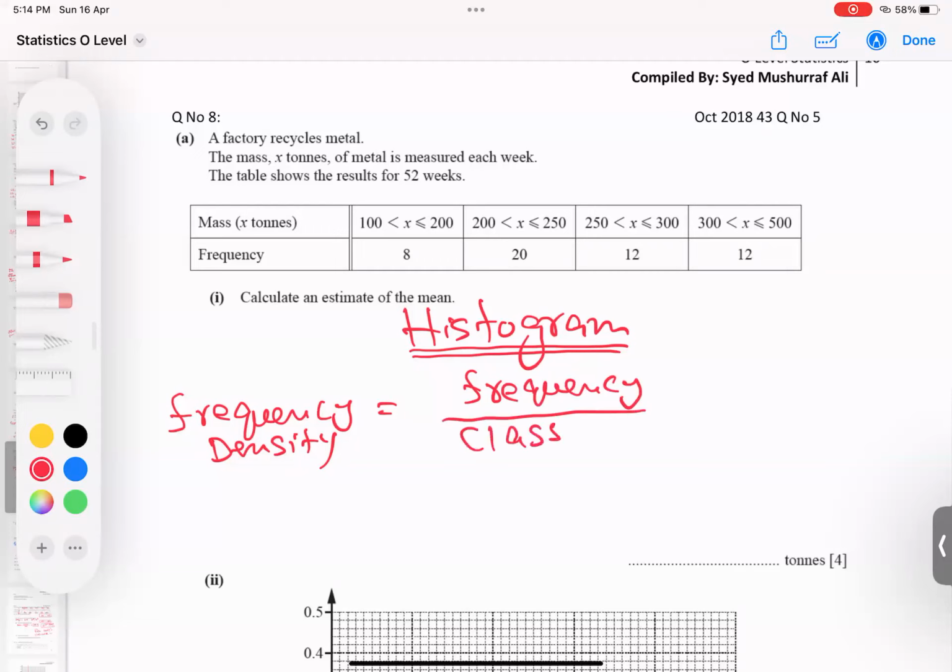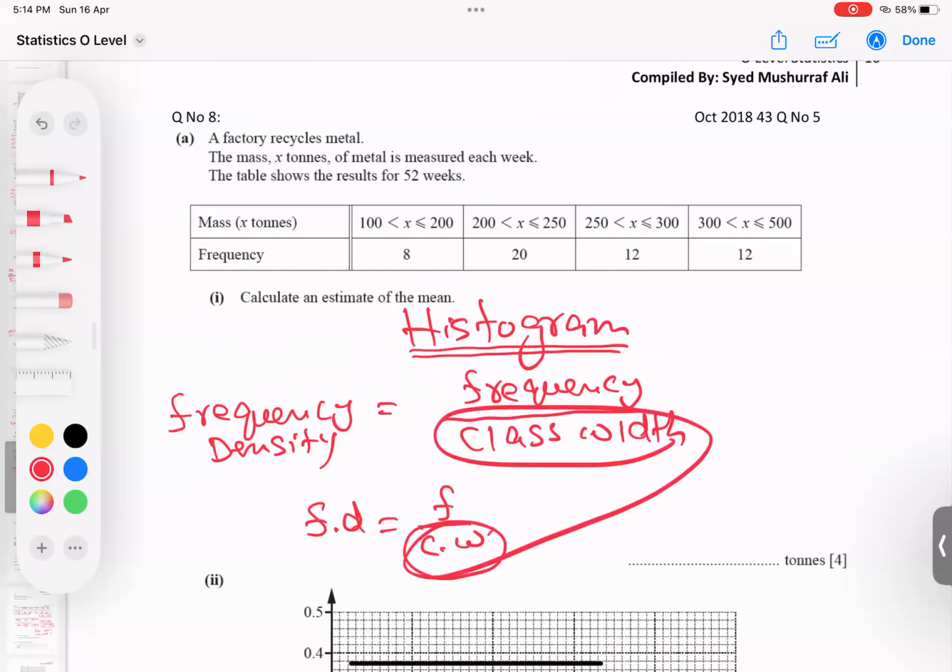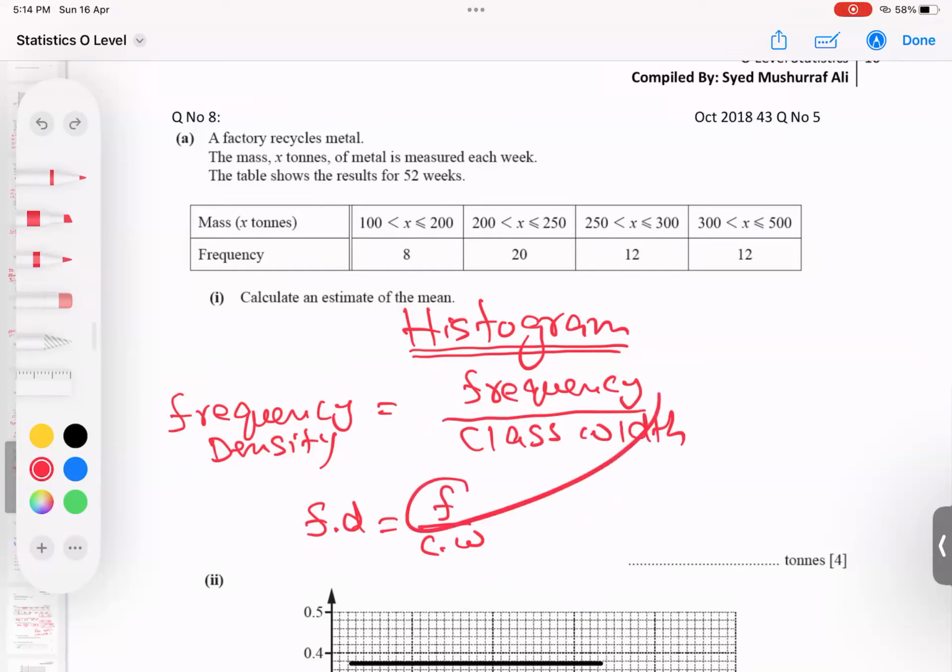I repeat my words again. What is the formula? The actual formula, written as a shortcut: F.D equals F by C.W. F.D means frequency density. Next time I will write the shortcut, but I will pronounce it in full. C.W means class width, and F is for frequency. I believe all of you understand this is a very important topic, not only for O levels but even A levels. If you understand it now, it will help you in AS level and A2 level, grade 12 level. So let's start.